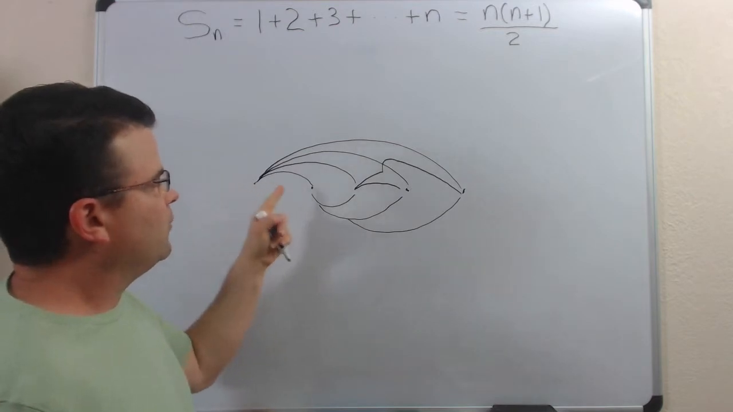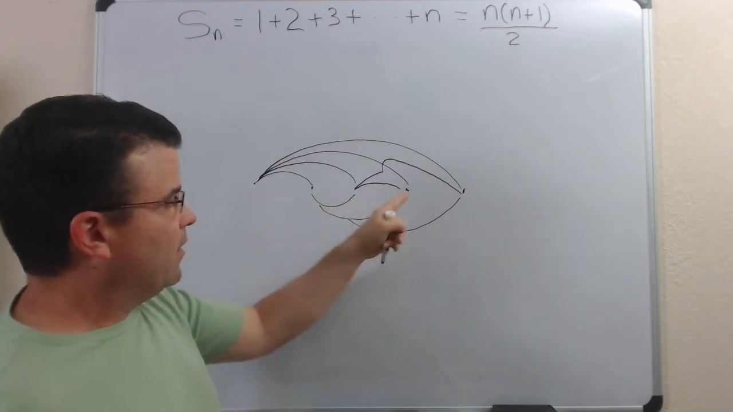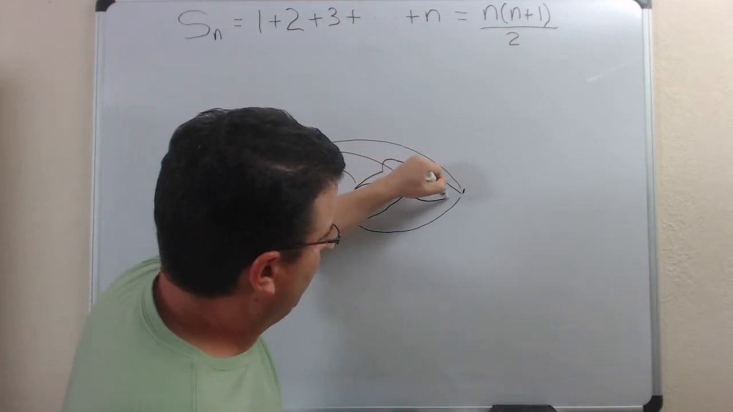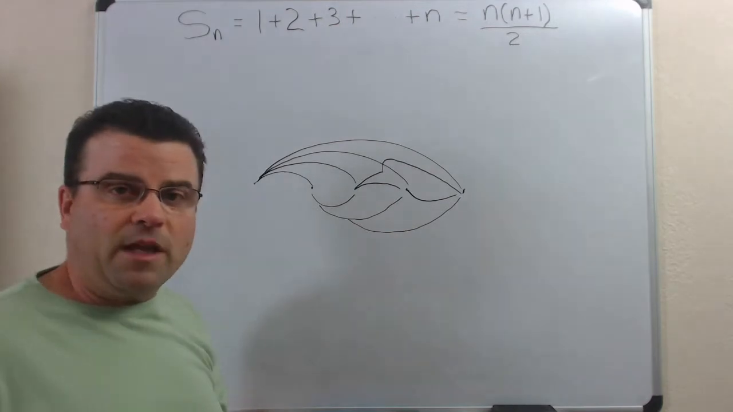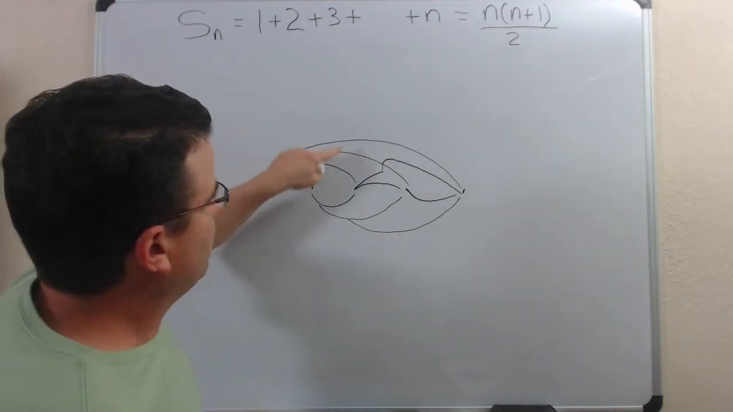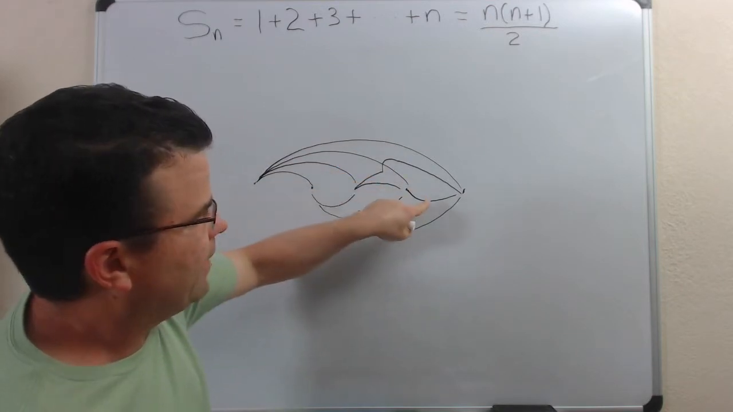Now teams 1, 2, and 3 have played all 4 other teams, but team 4 and team 5 haven't played. So team 4 plays team 5. So how many matches do we have in all? Well, we just count the lines. 1, 2, 3, 4, 5, 6, 7, 8, 9, 10.